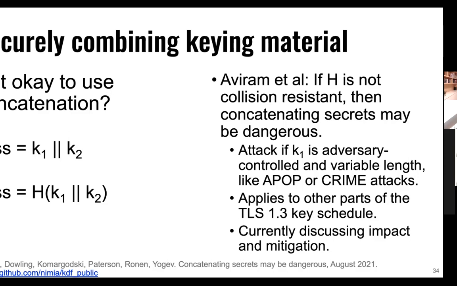Now, although they pointed out this attack in the context of the hybrid combiner, it actually does apply to other parts of the TLS 1.3 key schedule as well, if you look into the details of how, for example, pre-shared key material is combined with ECDH material. We're currently discussing the impact and mitigation. At this point, it seems like the attack doesn't directly apply because all of the arguments that we're talking about in this setting are fixed length. So the ability to control the length of elements is critical for this attack to carry out.